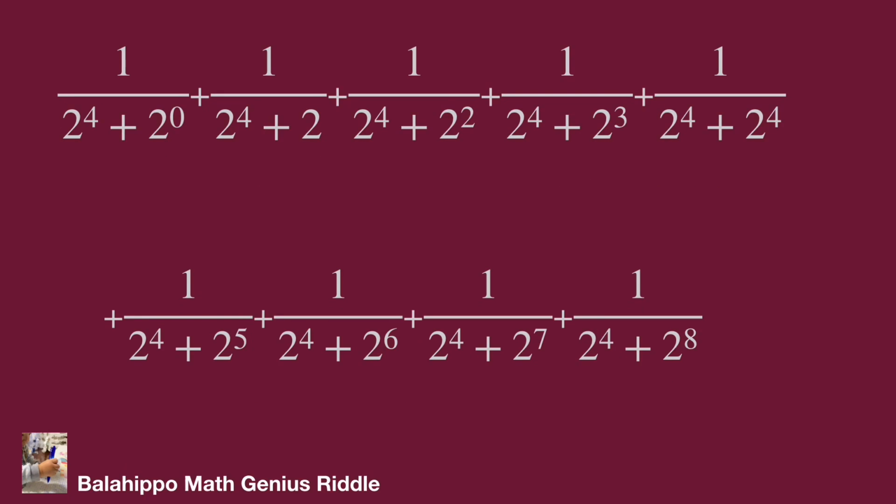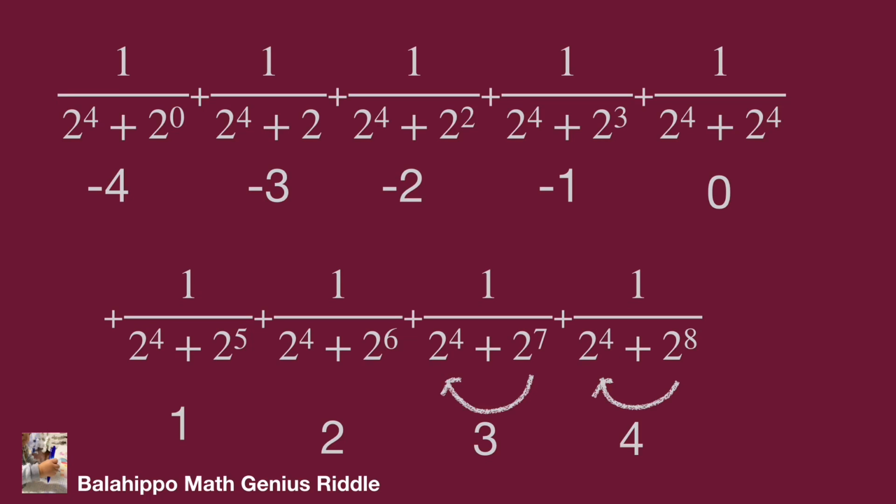Another finding: compare the difference of the indices with base 2 in every denominator. 2 power 4 and 2 power 8: the indices difference is 4. 2 power 4 and 2 power 7: the indices difference is 3. After that, the differences go down to 1, and the other items are minus 4, minus 3, minus 2, minus 1, and 0 for each fraction.